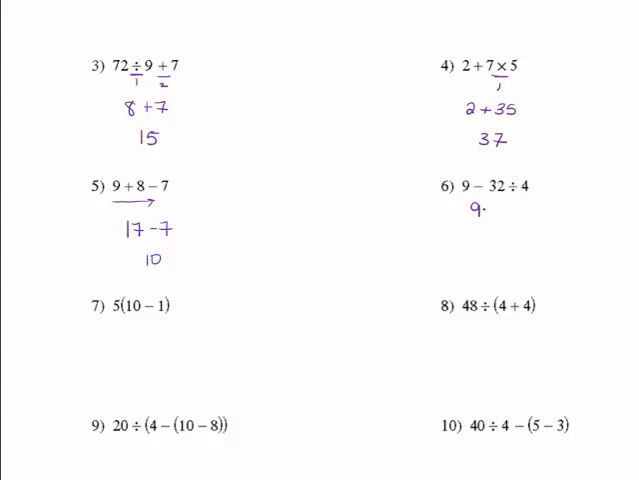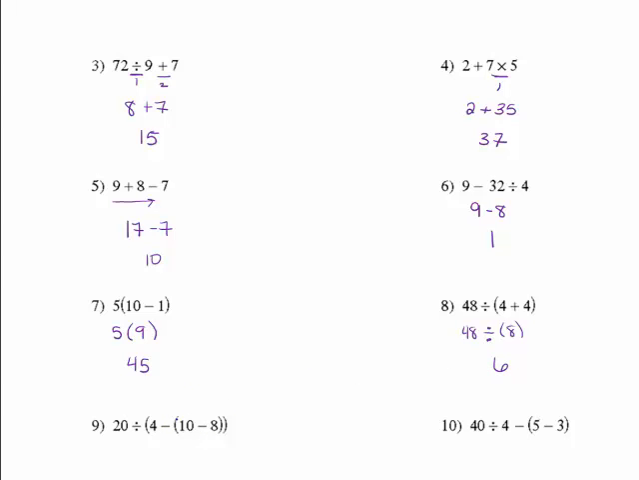I do the division first. 32 divided by 4 is 8. 9 minus 8 is 1. Parentheses come first, so I have to do that 10 minus 1 first. Then I can multiply. Parentheses first, before division. So 48 divided by 8 is 6.